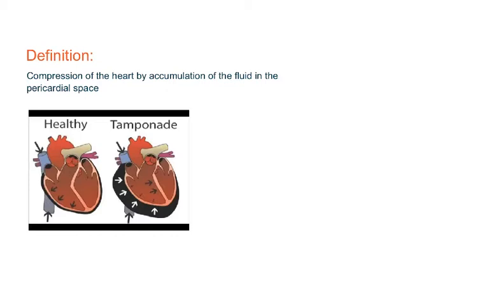Hello everyone. Today we will talk about cardiac tamponade. Cardiac tamponade is defined as the compression of the heart by accumulation of fluid in the pericardial space.